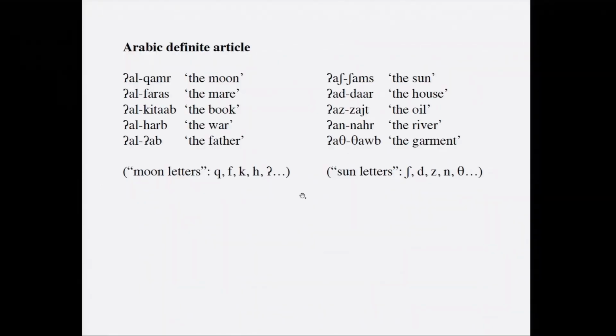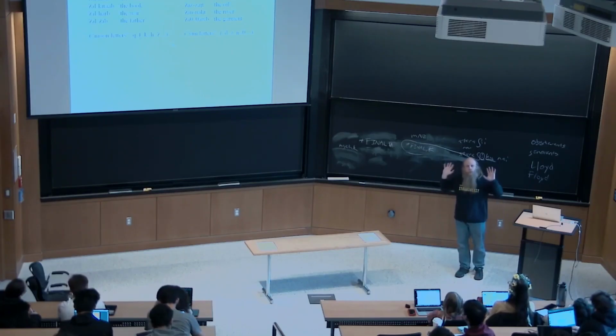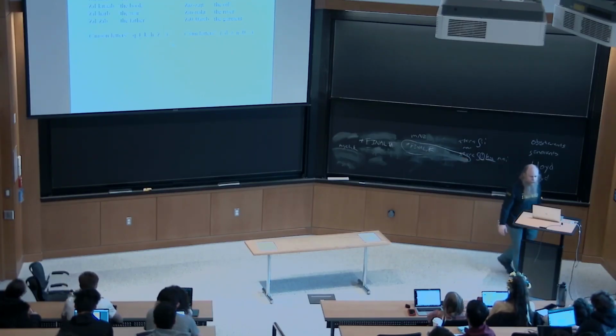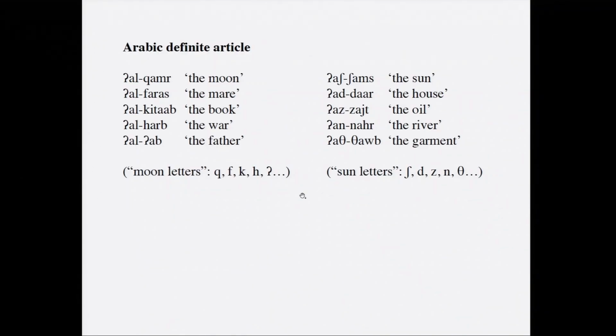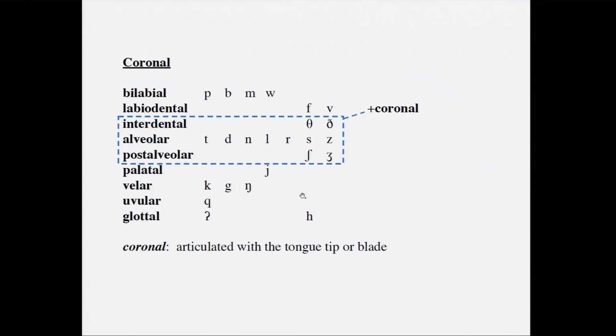They're called moon letters and sun letters in the Arabic tradition because, well, moon is one of the words in the column on the left, and sun is one of the words in the column on the right. Now, it's mnemonic for these classes of sounds. So the moon letters are letters like k and f and k and h and glottal stop, and the sun letters are sounds like sh, d, z, n, and th. The moon letters, no, the sun letters, yes. The sun letters are the ones that I've got in the box there.